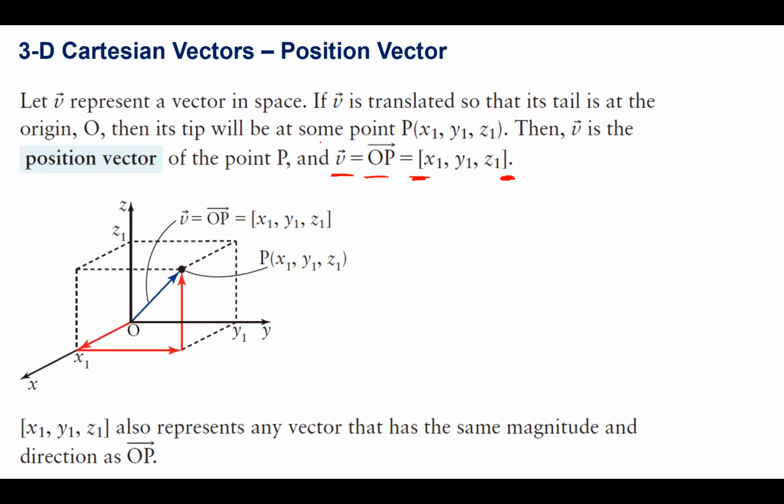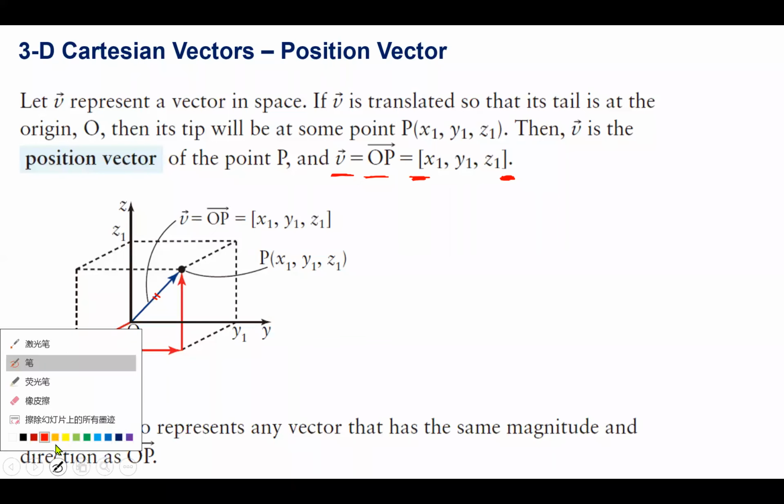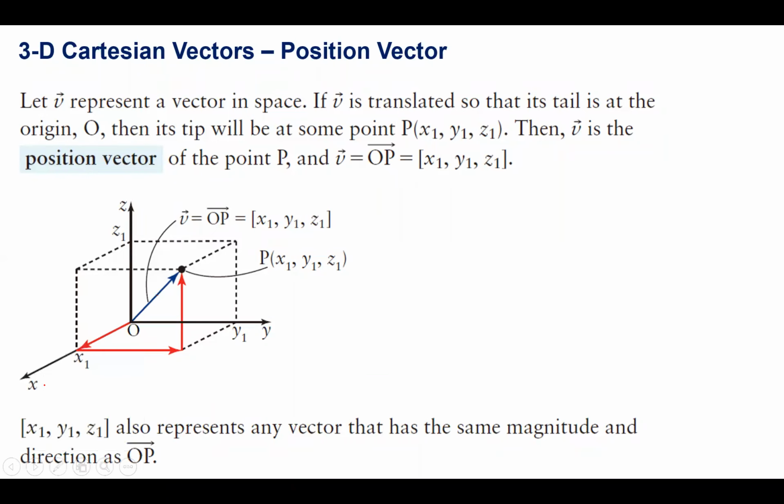This is called the position vector. The vector [x1, y1, z1], as shown here in this figure, the vector highlighted in blue also represents any vector that has the same magnitude and direction as OP. Okay, so have a look at this concept here. Do you have any questions?